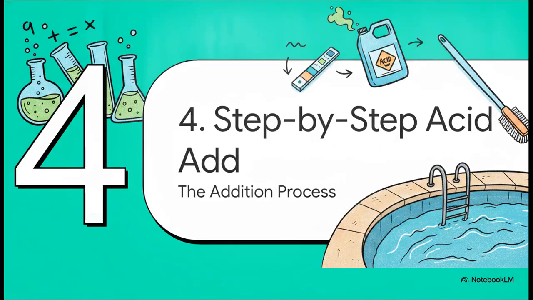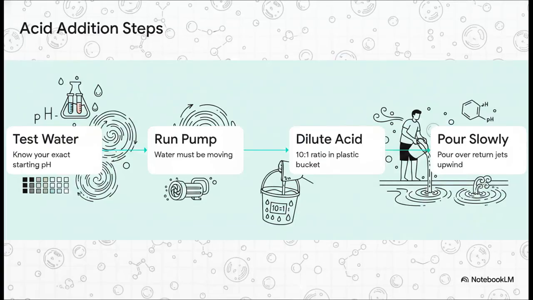Section 4, Step-by-Step Acid Addition. Okay, so this is the exact chronological sequence you need to follow right at the edge of the pool to safely pull this off. Here is how you do it. First, test your water with a reliable drop kit so you know your exact starting pH. You gotta have a baseline.